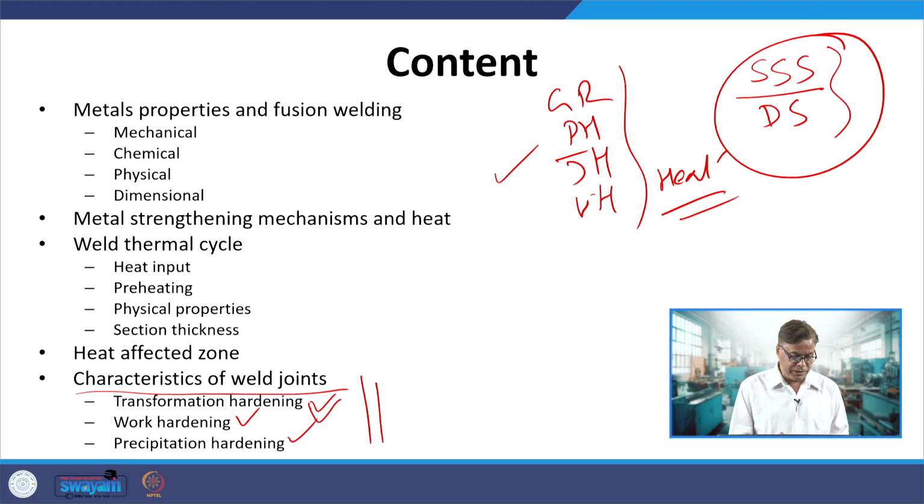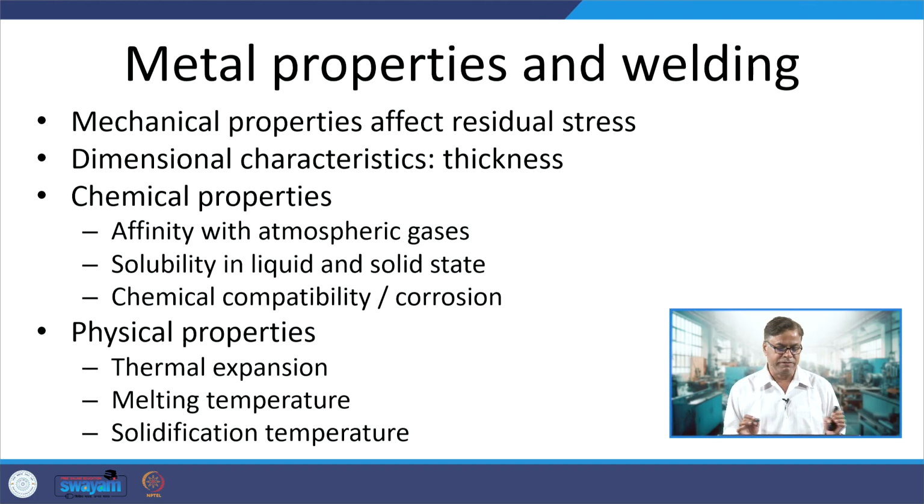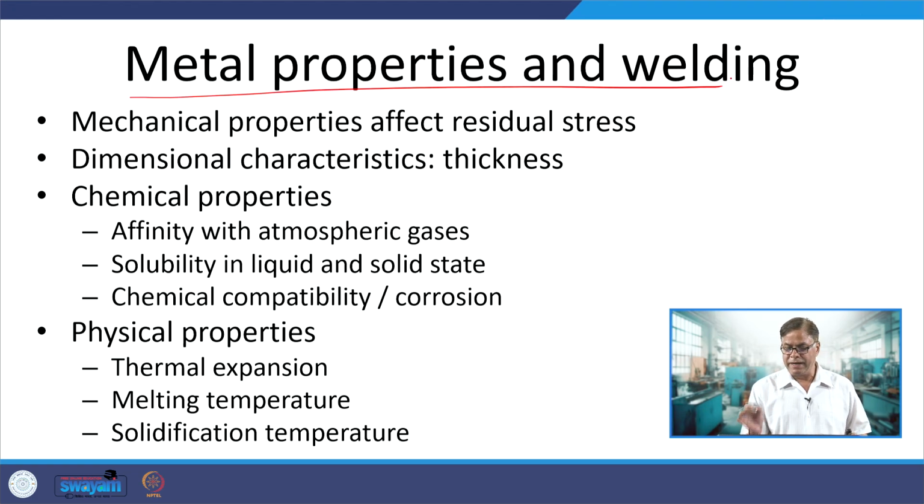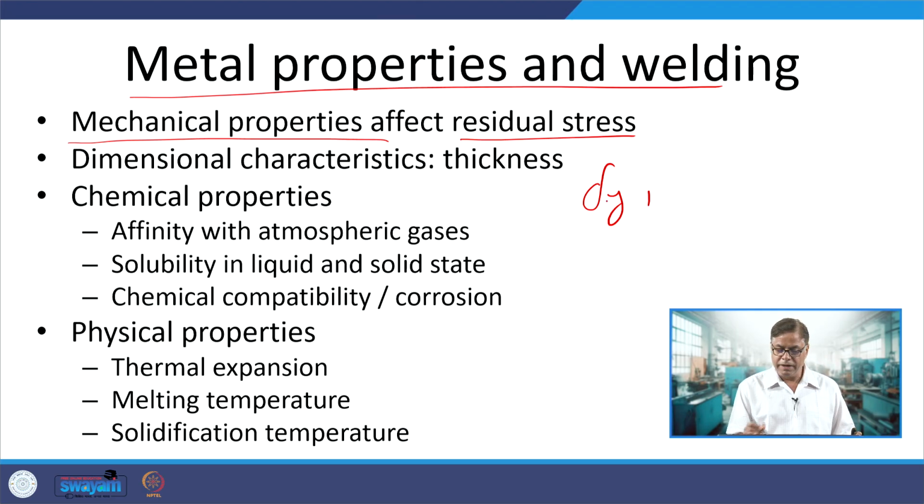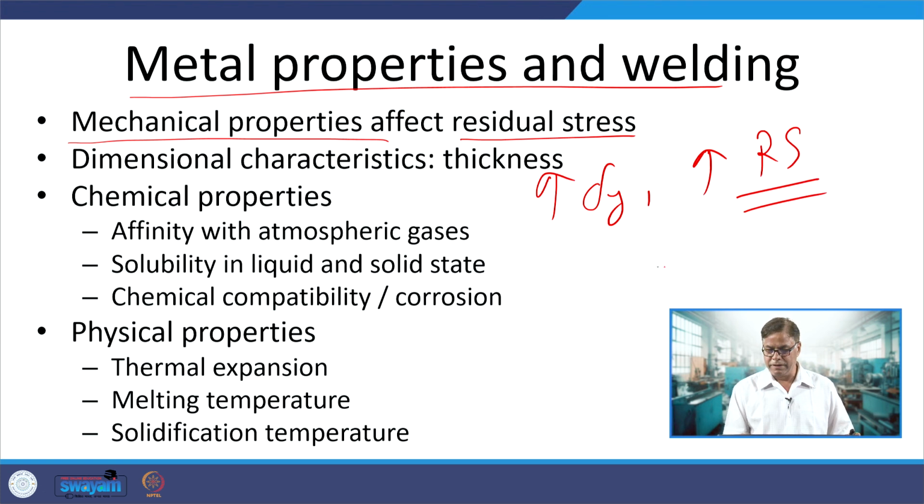So, we will try to see how the metals strengthened by the different mechanisms are affected by the application of the heat. So, as I said, the metal properties in welding, especially fusion welding, the mechanical properties affect the residual stresses, the distortion tendency as well as the cracking tendency. Say if the yield strength is higher, then higher will be the residual stresses left in the weld joint. Say this is the weld joint which is being developed.